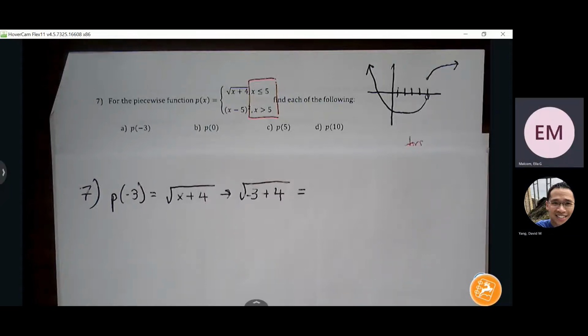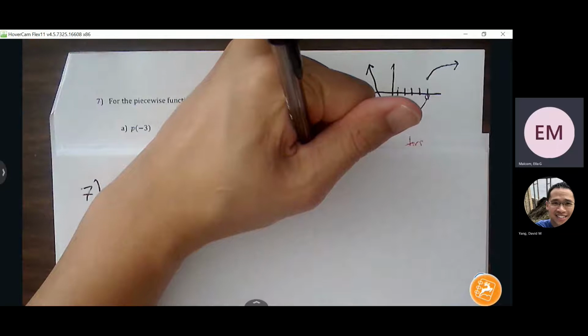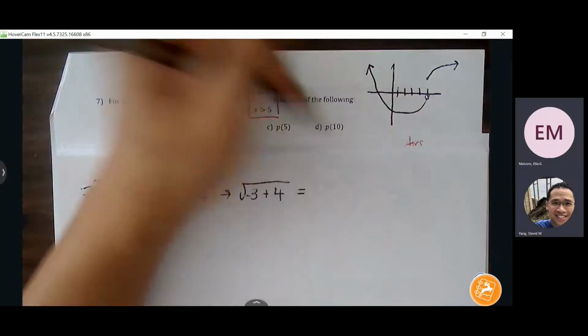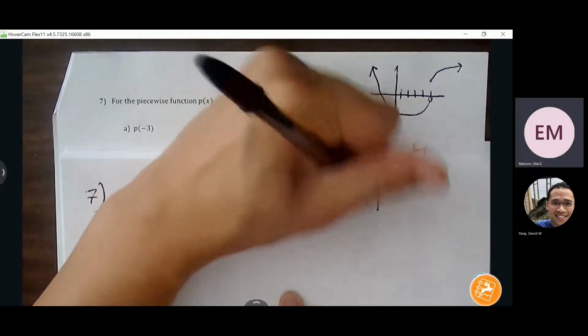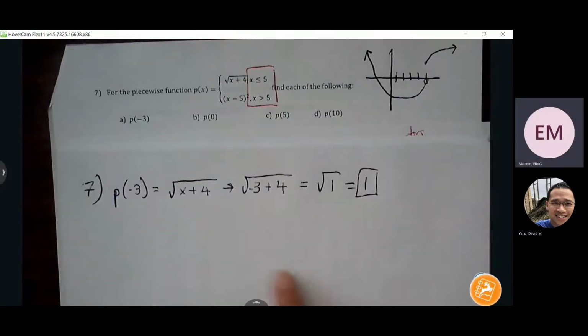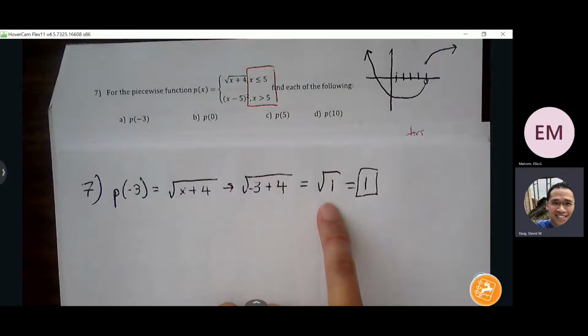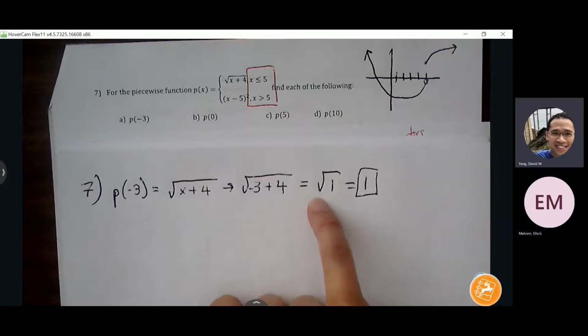So -3 plus 4 is -1. Wait, so that means square root of 1 is 1. Yeah, good. Is it just +1 or plus or minus? Just +1, right? Okay. These are principal values.